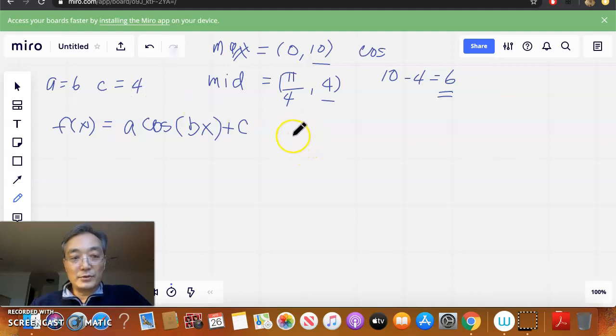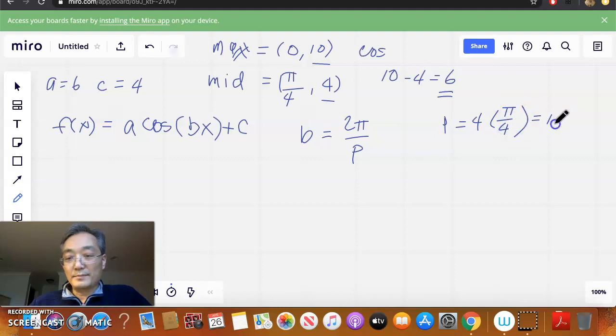Now let's do the frequency. Frequency is equal to 2 pi over the period. Now let's see what the period is. Period is, again, the difference in the x values, max and midline. That's pi over 4, only a fourth of a full period. So the period is 4 times pi over 4, and therefore the period now is pi. And then if we find b, that's 2 pi over pi, which is 2.